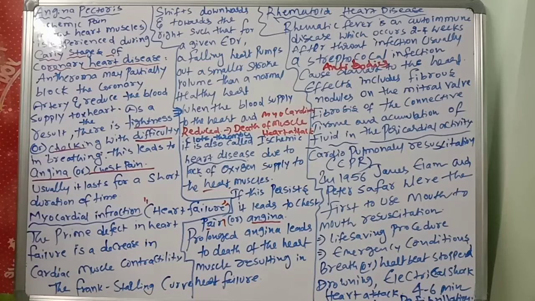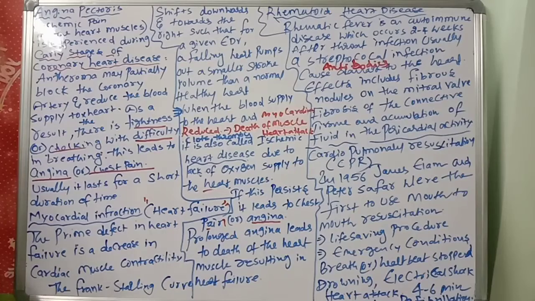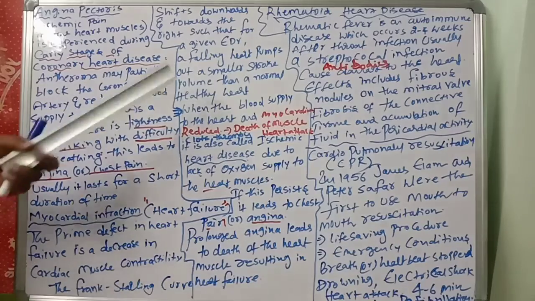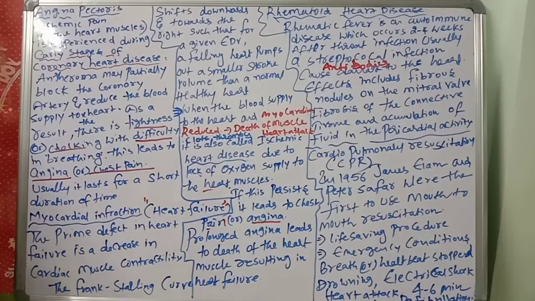Next, myocardial infarction and heart failure. The prime defect in heart failure is a decrease in cardiac muscle contractility. The Frank-Starling curve shifts downwards and towards the right, such that for a given EDV, a failing heart pumps at a smaller stroke volume than a normal healthy heart. So stroke volume will fall. When the blood supply to the heart and the myocardium is reduced, what will happen? That is the death of the muscles, which leads to heart attack.